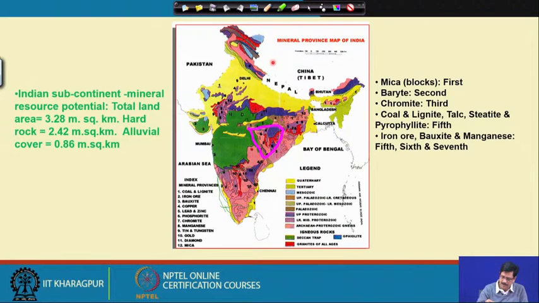This is the Bastar Craton, this is the Singhbhum Craton, and this is the Aravalli Craton, and this is the Bundelkhand Craton. So, these five main cratonic blocks constitute the Indian subcontinent, and as we saw before, the total area that is covered by rocks of Precambrian age is quite substantial, and we could expect that the mineral resources would also be coming dominantly from these broad areas.